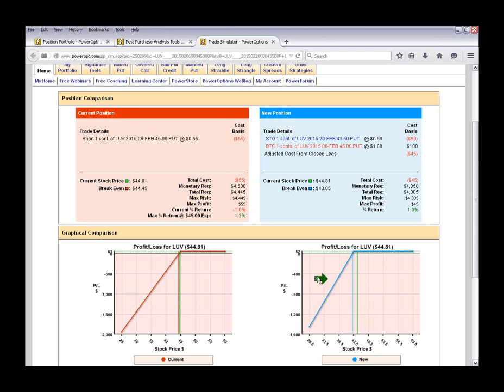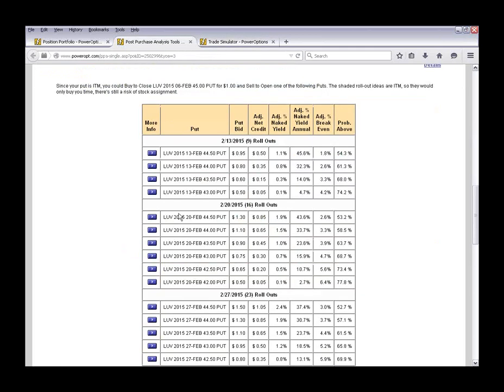Okay? So those are some of the ideas that you'd look for when rolling the position. First, with just the put, you just want to make sure that it matches what probability you'd still want, and the potential gain you'd want for your time frame as well. And of course, we are looking to turn a loser to a winner, but it has to match our sentiment.